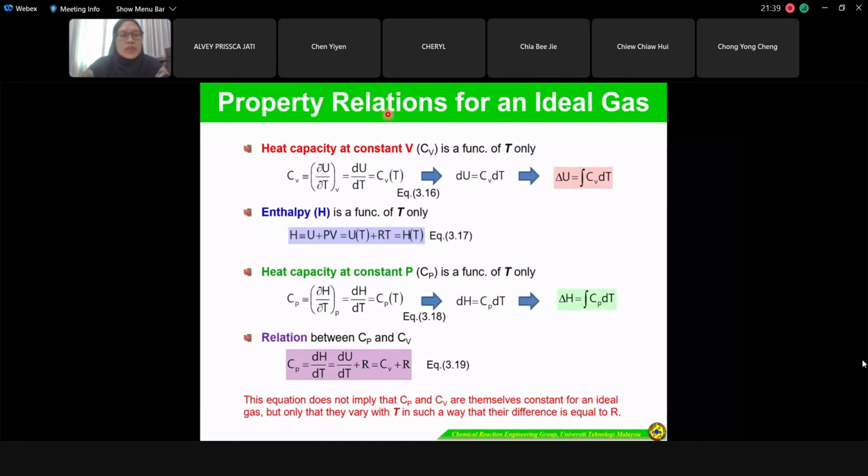Okay, so we are going to develop some property relations for an ideal gas. When I say property, this refers to thermodynamic properties, any parameters related to thermodynamics. So pressure is a type of property, temperature, volume, and so on. First we have the heat capacity at constant volume. The symbol is CV. In this case, CV is a function of T only. This is only for an ideal gas.